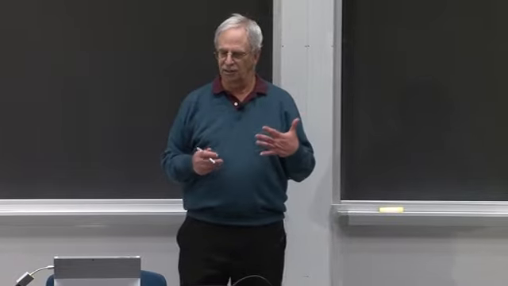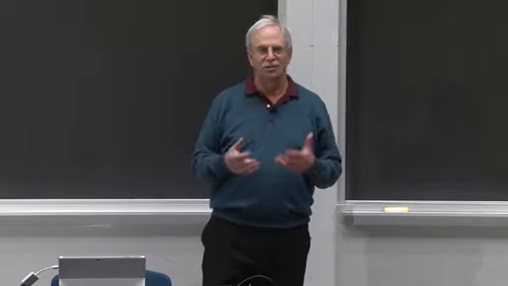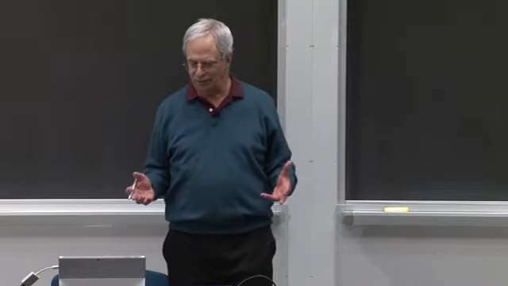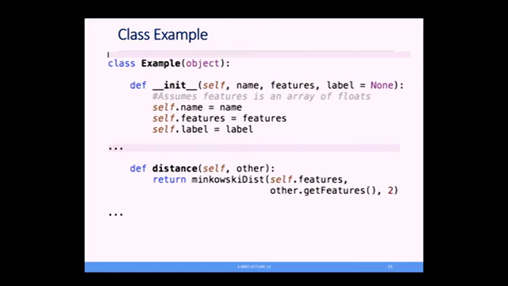Cluster has things that are pretty much unrelated to this example, but just useful for clustering. So an example here has name, features, and a label. And really the only interesting thing in it, and it's not that interesting, is distance. And the fact that I'm using Minkowski with 2 says we're using Euclidean distance.